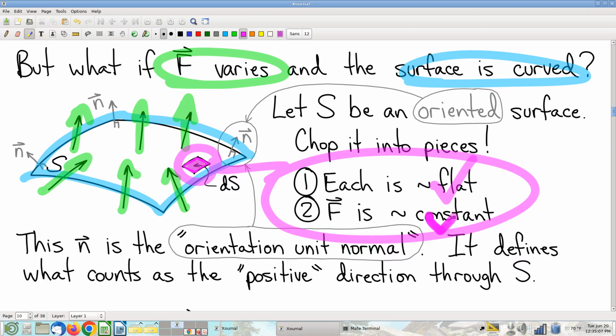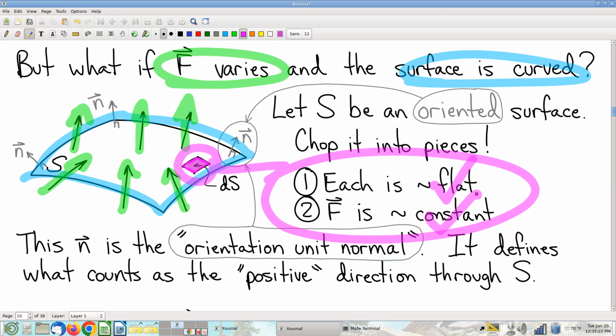And the vector field, again, because the piece is itty-bitty and little, right? Again, let's not worry about regularity issues, but you would expect as the piece gets smaller and smaller, the vector field just wouldn't vary very much, right?